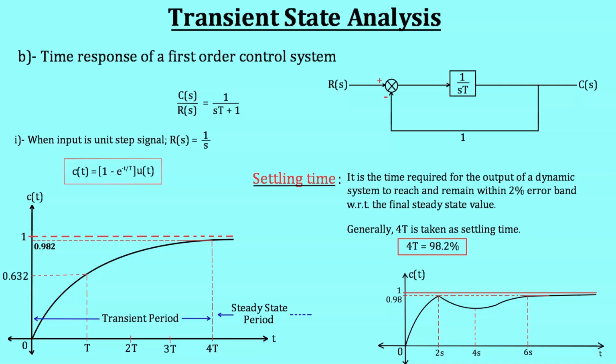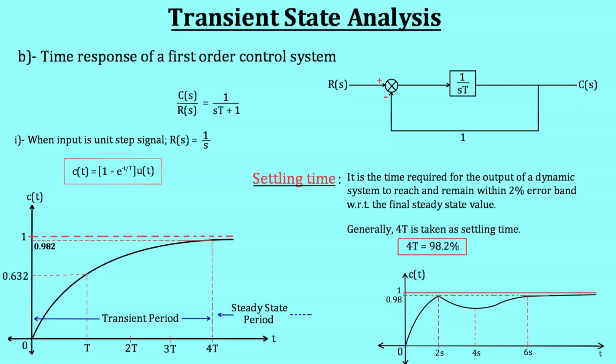As you can clearly see, even though it reaches 98% of the final value, which is 1, at 2 seconds, it does not remain within the 2% error band. After reaching the value of 0.98 at 2 seconds, the value of the response begins to decrease, which does not satisfy the standard definition of settling time. I hope you have understood this concept.